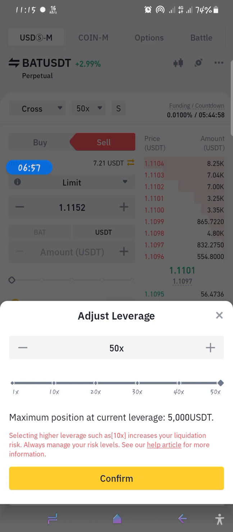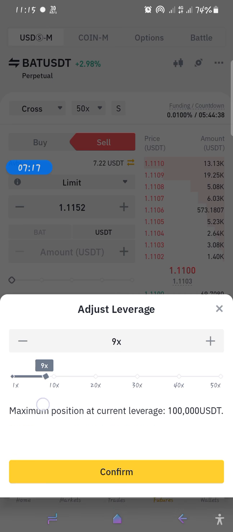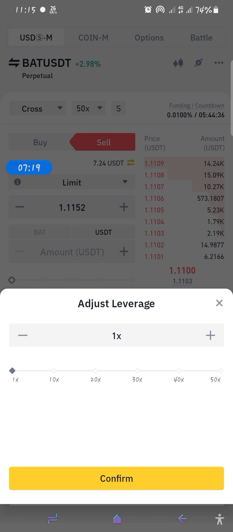Now this leverage means if a coin moves 1% and then you put it on leverage 50x, it means on every 1% that the coin moves on maybe TradingView, if the coin moves 1%, then it means your profit is going to be 50% or your loss is going to be 50%. You understand what I'm saying? So if you put it in 1x, it means once the coin moves 1%, your profit is going to be 1% or your loss is going to be 1%.